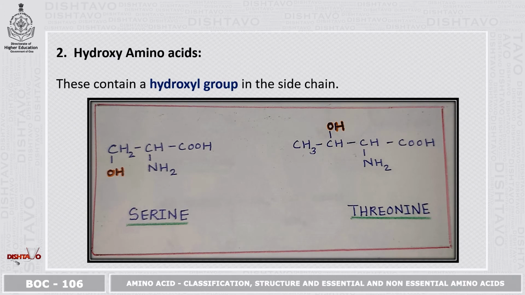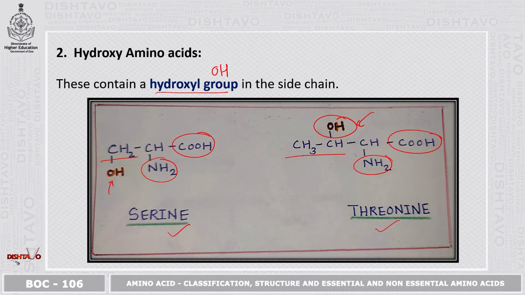Coming to the second one, we have hydroxy amino acid. Now these contain the hydroxy group, that is the OH group, present in the side chain. So every amino acid, as I have said, is going to have NH2 and COOH. But in addition to these, the side chain is going to have this additional OH group, which makes the amino acid a hydroxy amino acid. Okay, so examples to cite under this, we have serine and threonine.